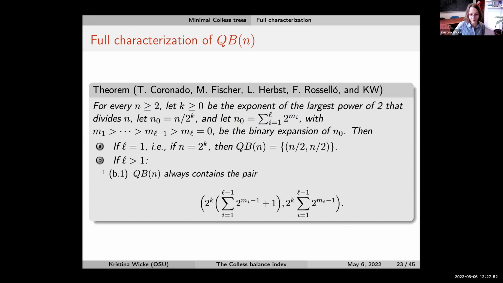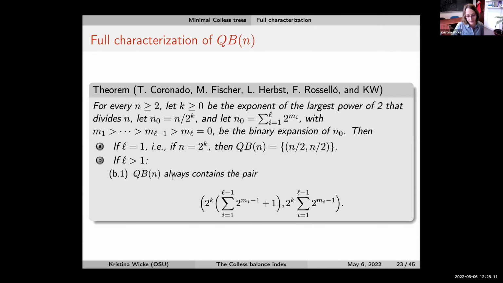So we have several conditions here. A, for instance, if n is a power of 2, then QB(n) only contains the pair n over 2, n over 2, which is what we already knew before, because we knew that for the fully balanced tree, there's only one way to get a minimum tree.